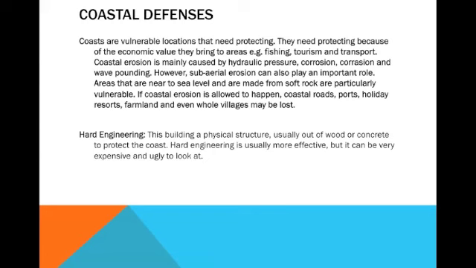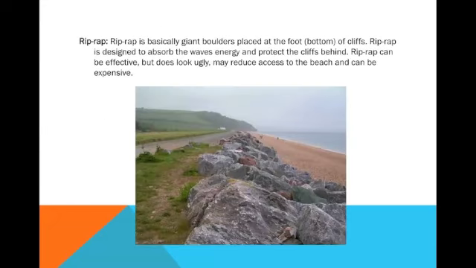Areas that are near to sea level are made from soft rock, and the ones that are made from soft rock are particularly vulnerable. If coastal erosion is allowed to happen, coastal roads, ports, holiday resorts, farmland, and even whole villages may be lost. Hard engineering. This is building a physical structure, usually out of wood or concrete, to protect the coast. Hard engineering is usually more effective, but it can be very expensive and ugly to look at.